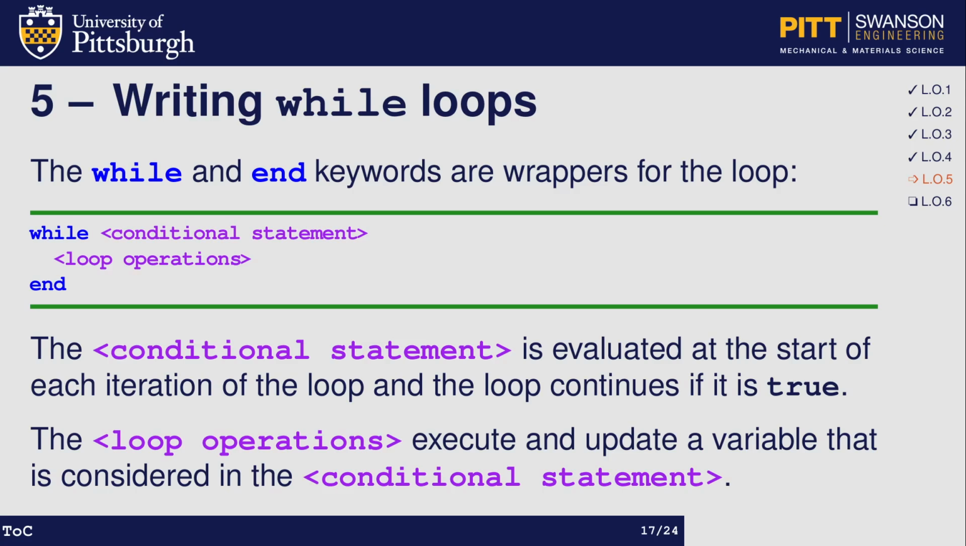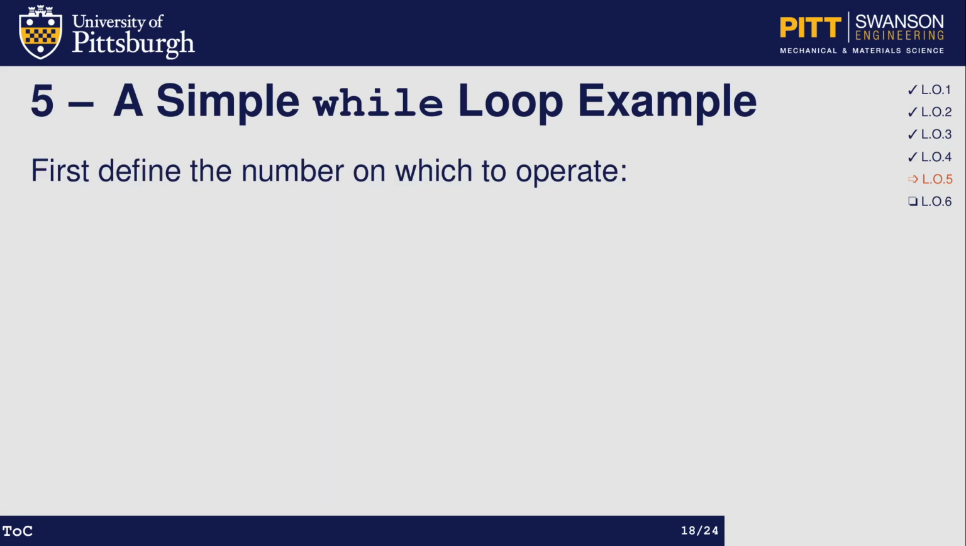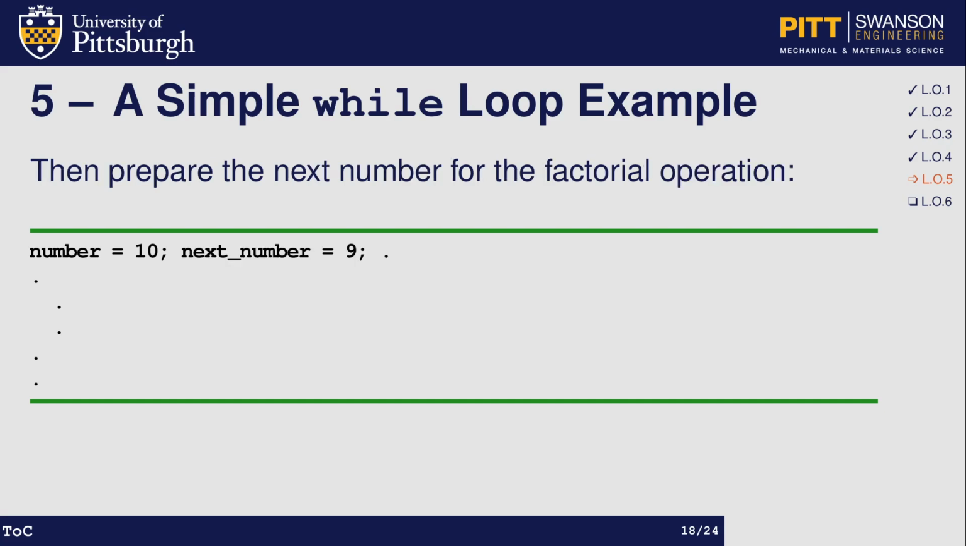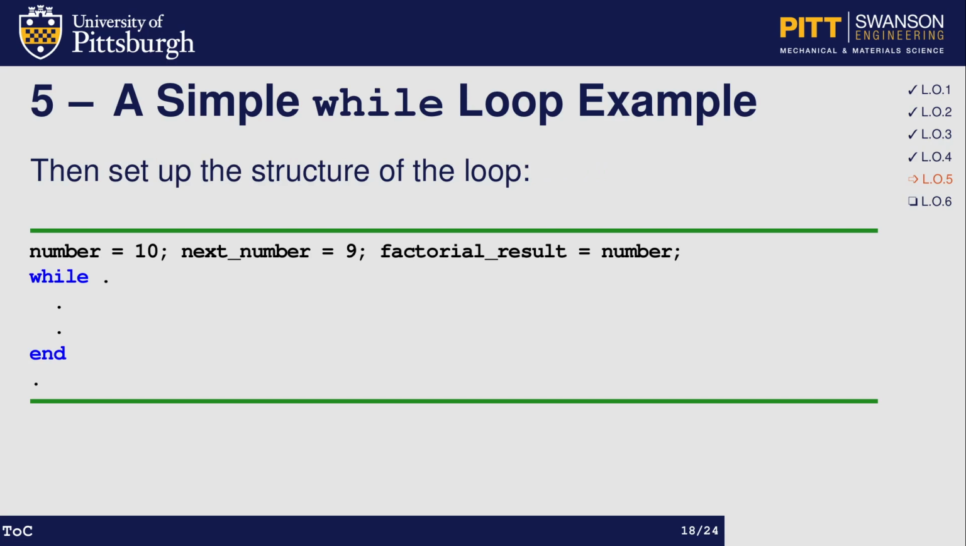each iteration. To illustrate while loop usage, the MathWorks documentation writes the factorial operation from math as an example of a good case. First, let's define the number on which to operate. In this case, we'll just use 10. Then we set up a variable to represent the next number in the operation, which is 9. And of course, we need a variable to store the result of the overall operation. Then we can set up a general structure for the while loop, where the condition is that next number is greater than 1, as that is the end of the actual factorial operation in math.